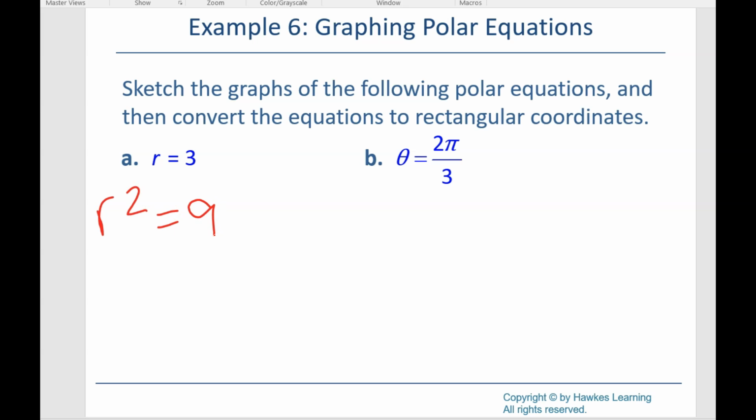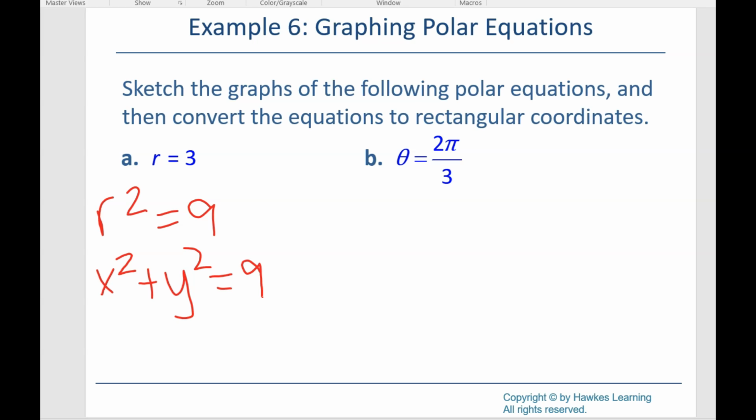And then what is r squared? Remember in the previous lesson we saw that r squared is x squared plus y squared. So x squared plus y squared is equal to 9. That is a circle with radius 3. That's the rectangular version of that equation.